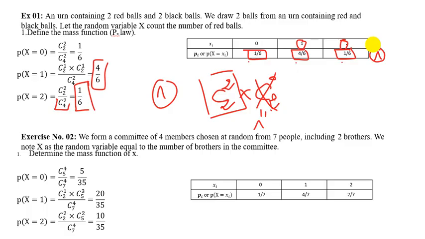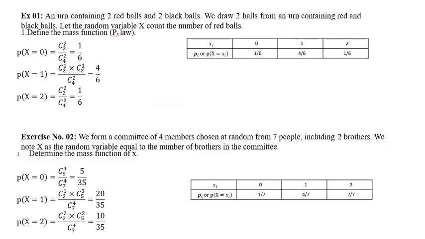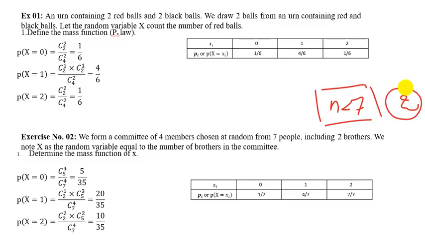Now let's see a second example. We form a committee of 4 members chosen at random from 7 people. So n is 7 here, including 2 brothers. We note X as the random variable equal to the number of brothers in the committee. I want to know how many of these 2 brothers are in the committee.